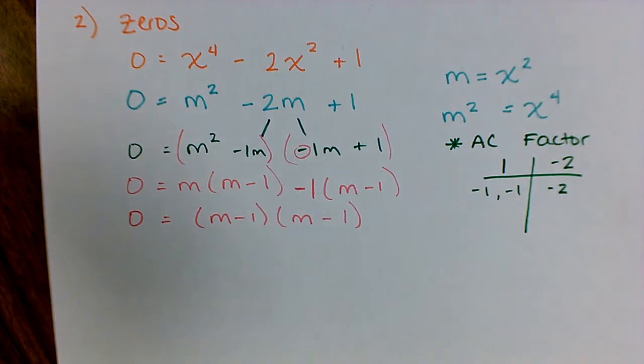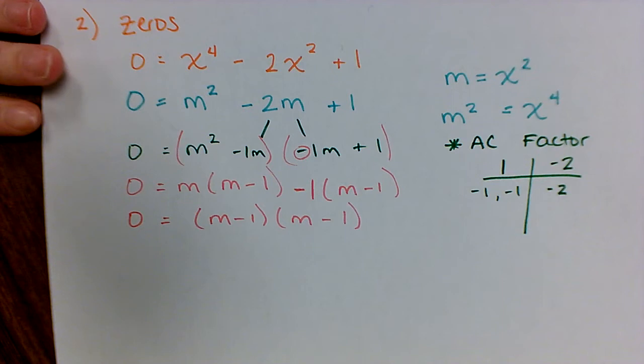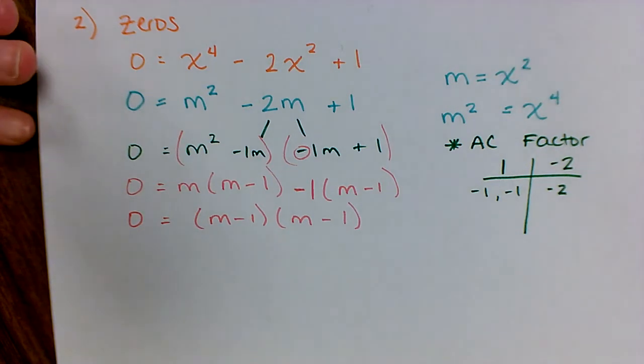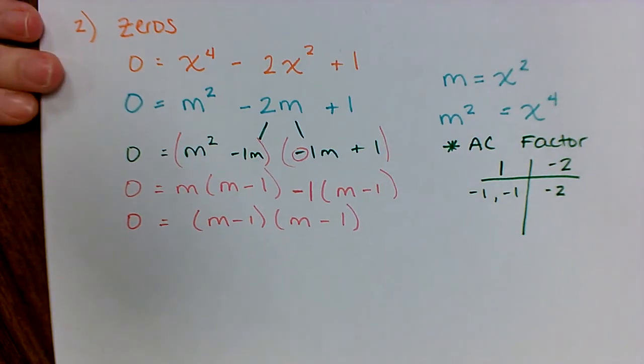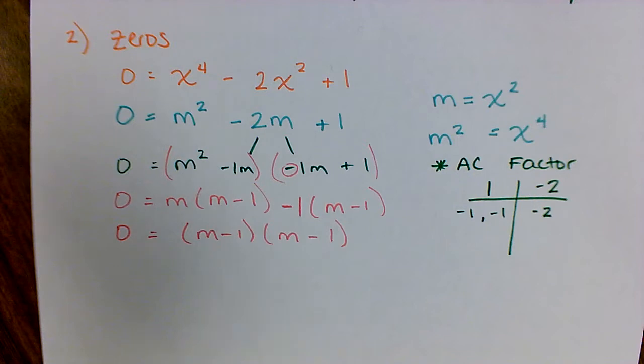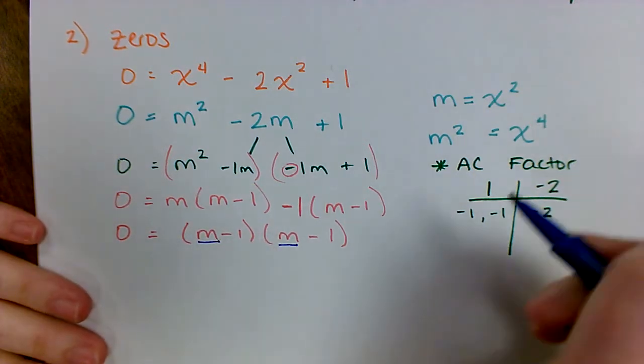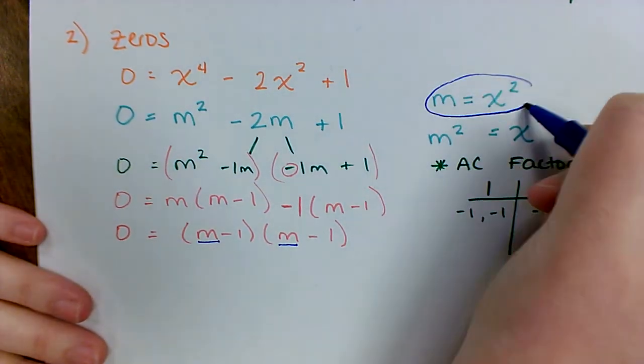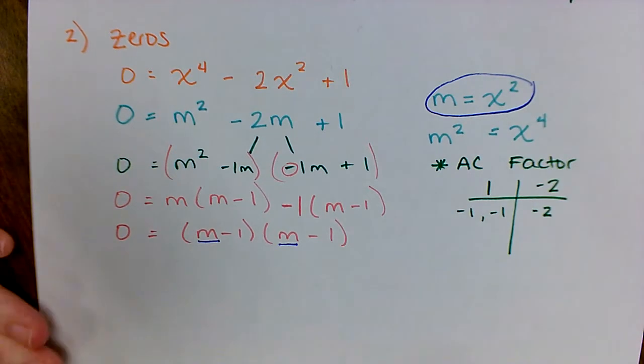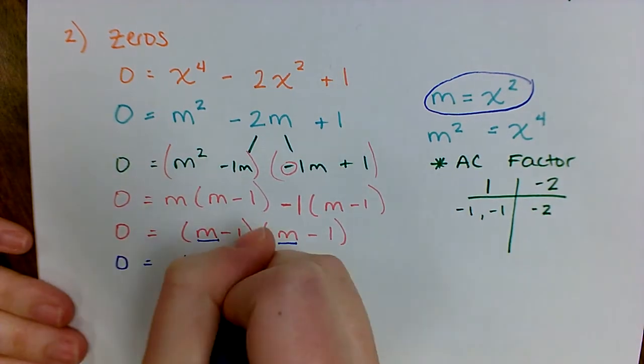Now, we can't just keep going like this because I didn't start off with any m's in my problem. M was something that I added in to make myself feel better about what I was dealing with, okay? So I have to change my m back to what m stands for. And what does m stand for? M stands for x squared. So change it back.